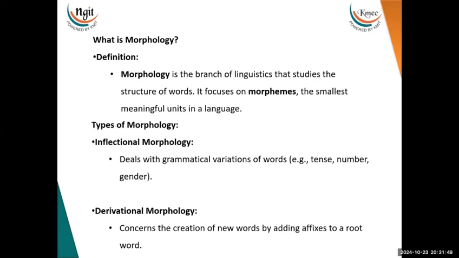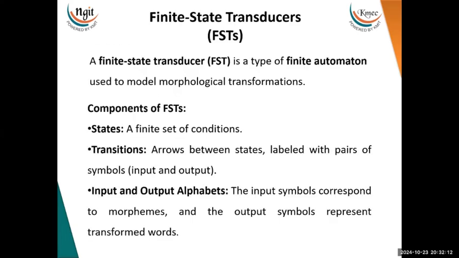So examples you have already seen regarding the cat, that is it becoming plural, and making some tenses, past tense of walk and walked. Verb conjugation can also be a part of this, that is run, running, eat, eating, etc. Clear, students? So then we talk about finite state transducers.